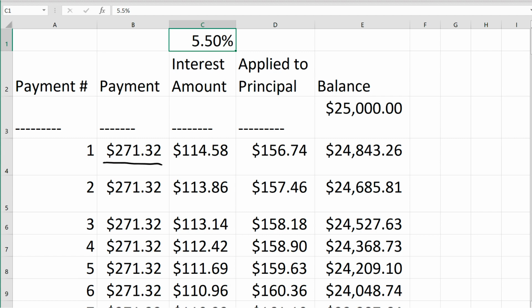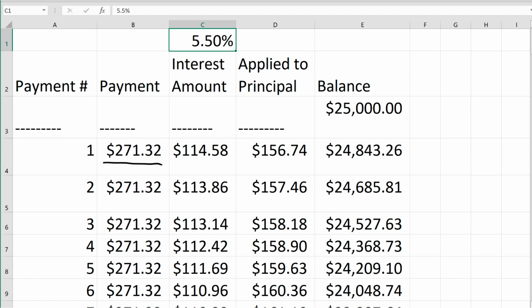All right, so every month of the loan, the payment of $271.32 is made. What happens when that payment is made is the interest amount is taken out. So the very first month, $271.32 is paid. $114.58 is taken by the bank or financial institution. That's their profit. That's the cost of borrowing money. And so what's left over is the amount that's applied to your loan. So every month you make a payment, the bank takes part of it, the remainder is used to pay off your loan. All right, so let's find that interest amount.